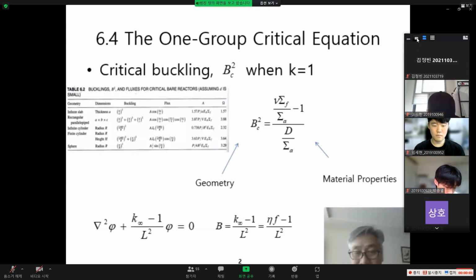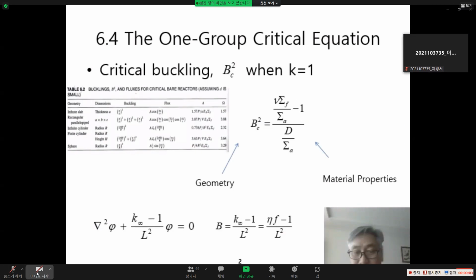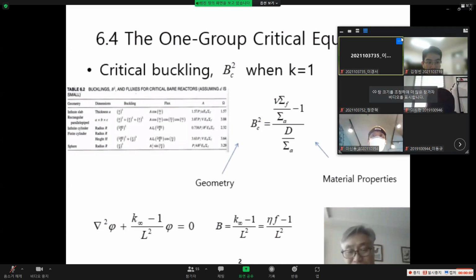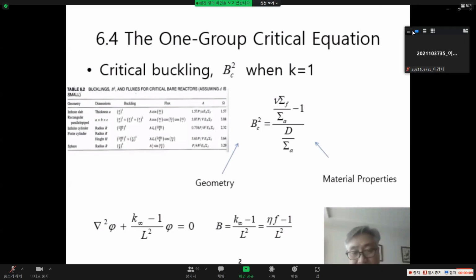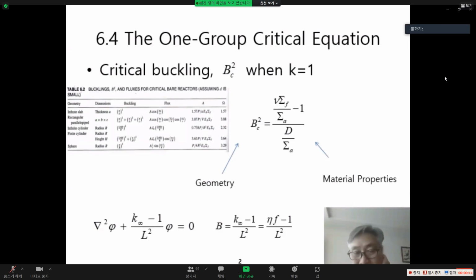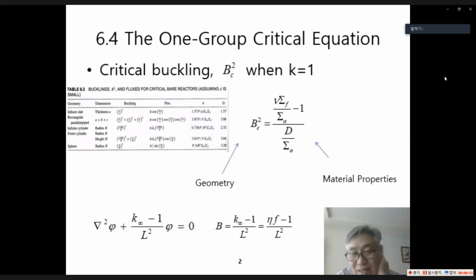Okay, B squared equals k infinity minus 1 divided by L squared. So this is the basic definition of buckling. And when we expand the meaning of k infinity, eta f, we can write eta f minus 1 divided by L squared. Then we can write it in the above form.